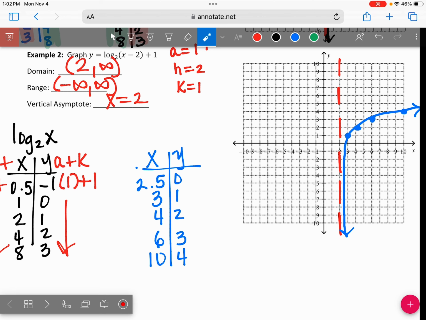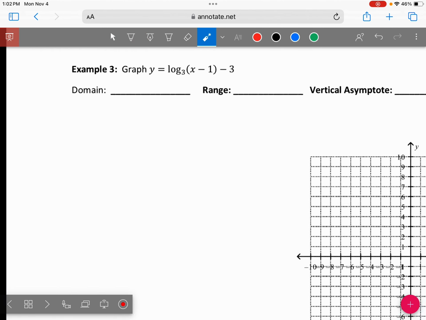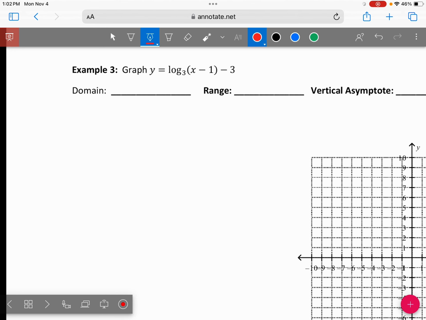So this should all be a review. I think you all did this in Algebra 2. So we just have a few more and then we will end there for today. So let's go to example 3. Now we have a new base. Now my base changed to 3.